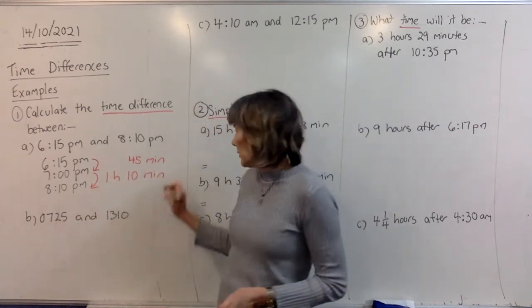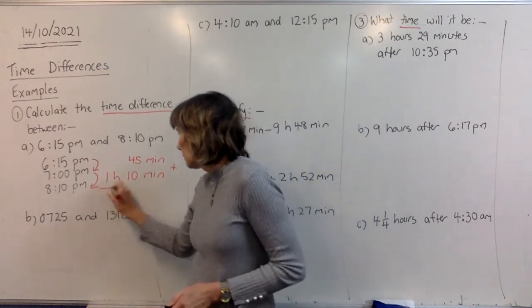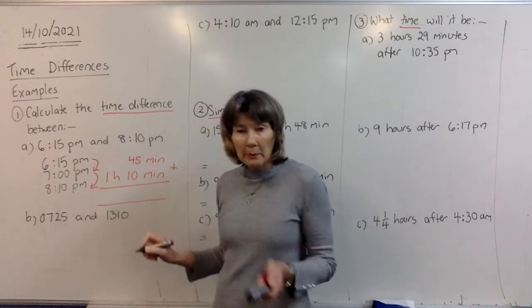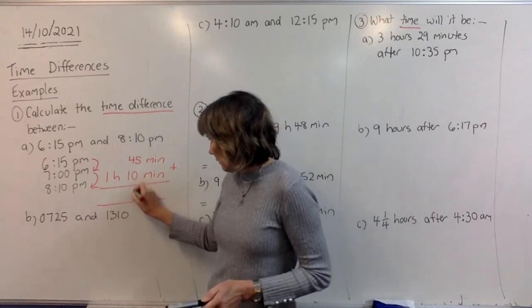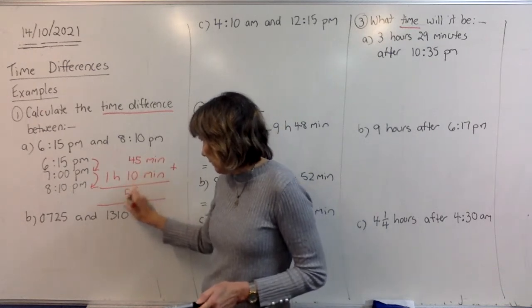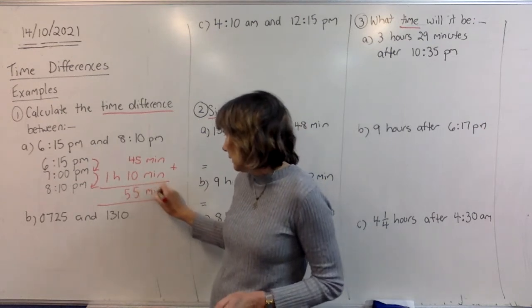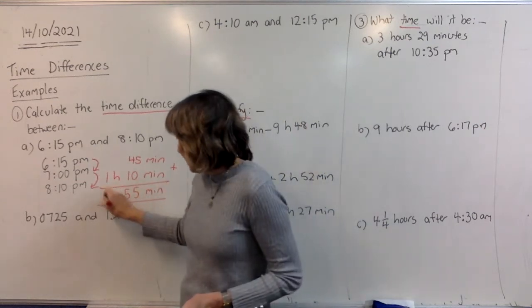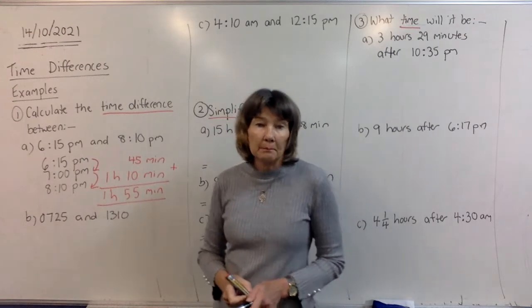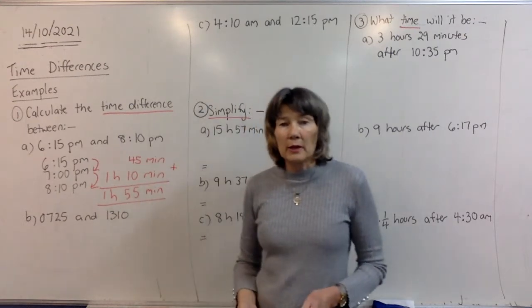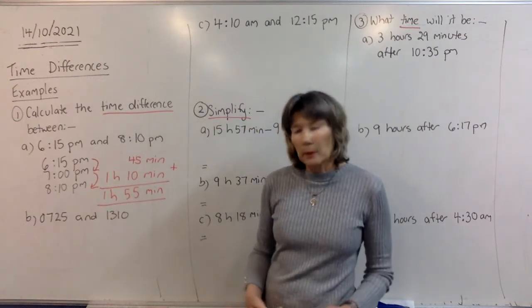So what we need to do now is add these up. Okay, so we're going to add up the minutes. So we've got 45 and 10, 55. Or you can put that in your calculator, 45 plus 10 if you need to. So we've got that many minutes and we have 1 hour here at the beginning. So that's the easiest way, I think, to logically work through the process.